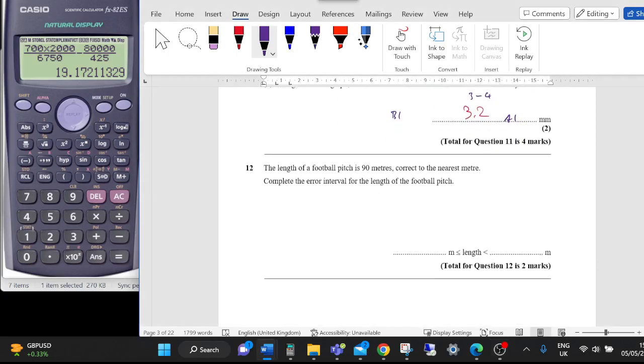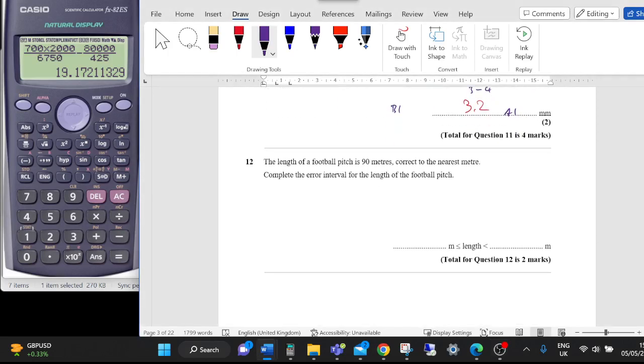Okay, and on to question 12. The length of a football pitch is 90 metres, correct to the nearest metre. Complete the error interval for the football pitch. Lots of students drop the mark on this one. I think it's one of the easiest questions, but because it's so obvious in a sense, you always drop the marks. It's been rounded to 90 metres instead of to 89, or instead of to 91.